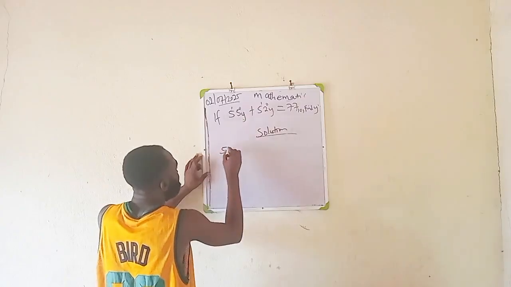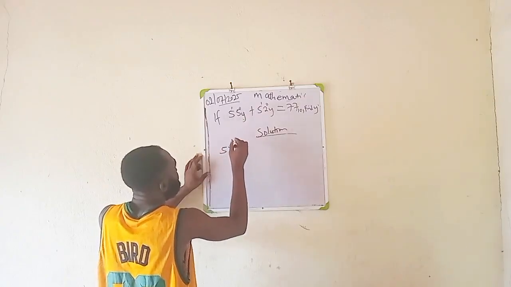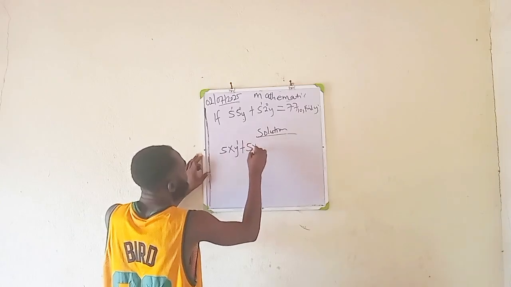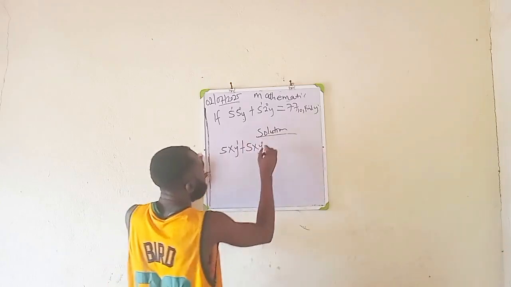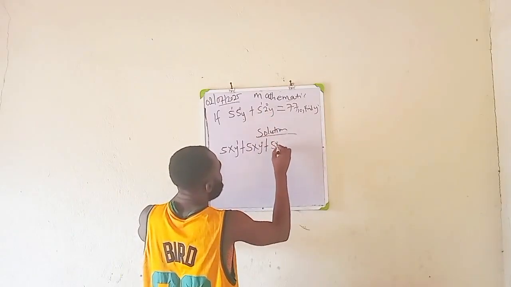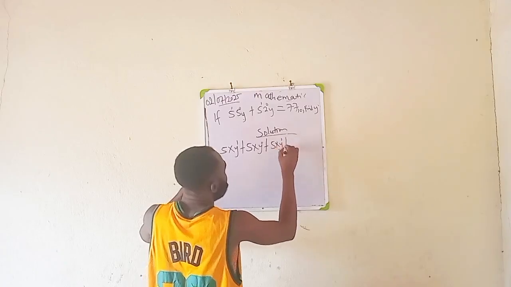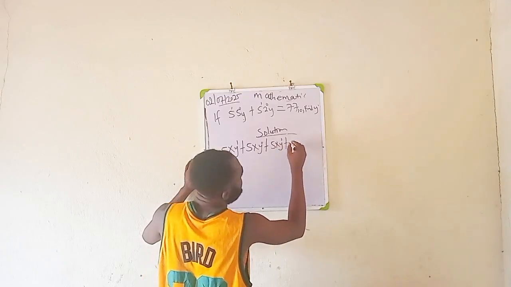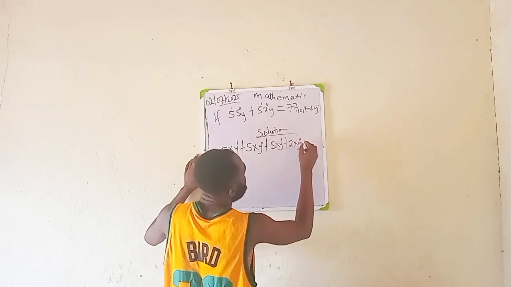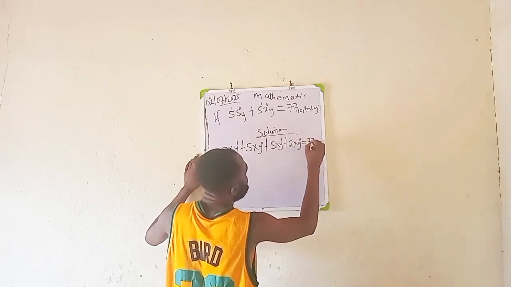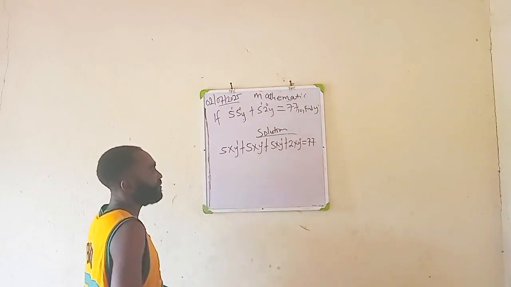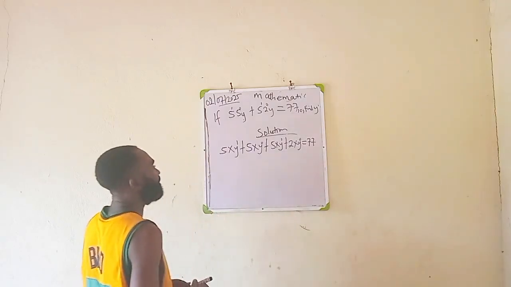Then you take the base, you multiply by the base, raised to the power of 1: 5 times y raised to the power of 0, plus 5 times y raised to the power of 1, plus 2 times y raised to the power of 0 is equal to 77. 77 base 10, there is no need of writing the base, because since we write it like this, we know that it's in base 10.